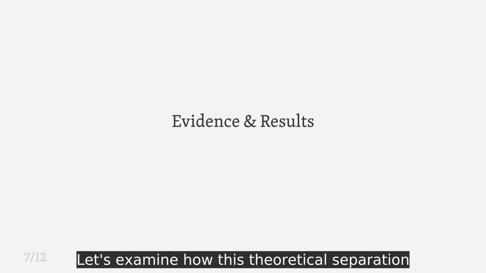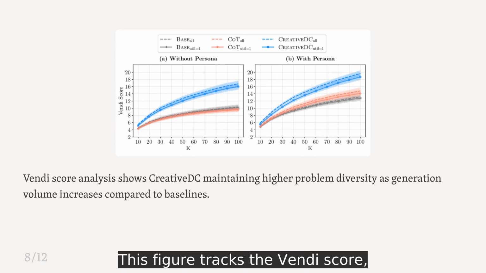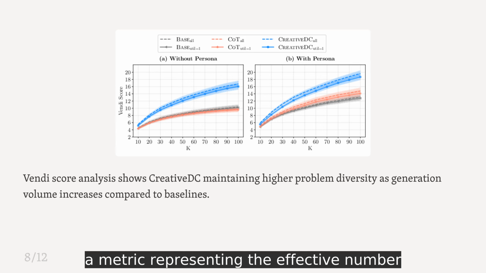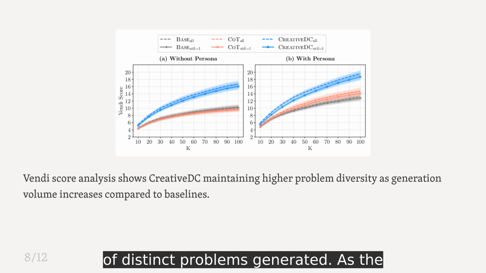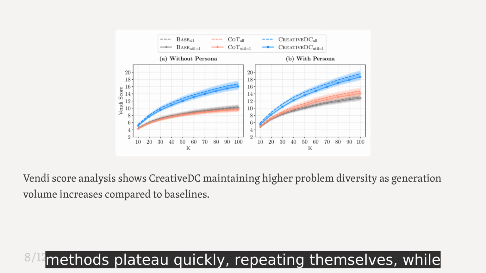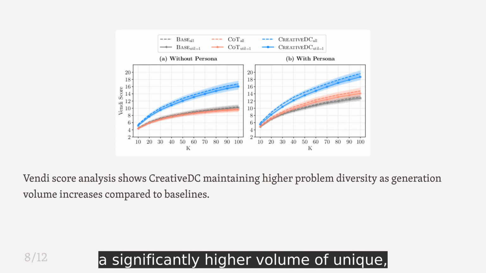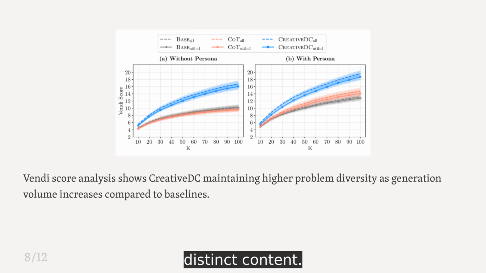Let's examine how this theoretical separation of thinking stages performs in practice. This figure tracks the Venn score, a metric representing the effective number of distinct problems generated. As the number of requested problems increases, standard methods plateau quickly, repeating themselves, while the CreativeDC approach continues to deliver a significantly higher volume of unique, distinct content.